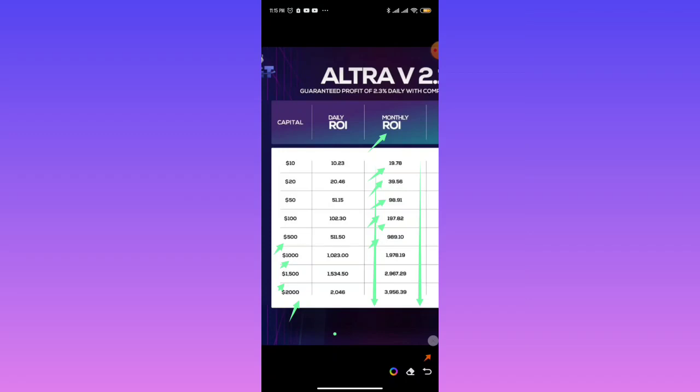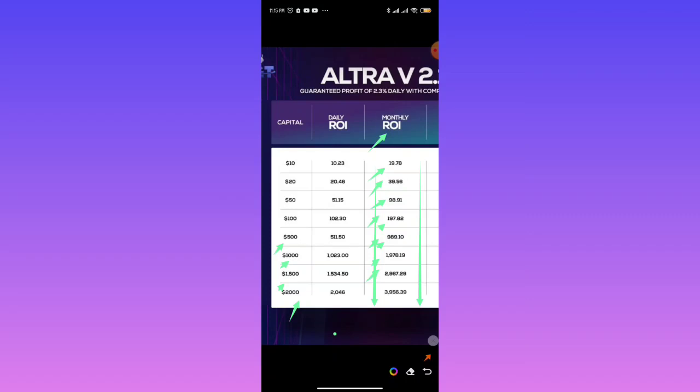So you are making 97% in a month. Now for $500 you will make $989.10 in 30 days. 24 hours compounding interest is this. For $1,000 you will make $978 in 30 days for compounding interest with 24 hours 2.3% market.